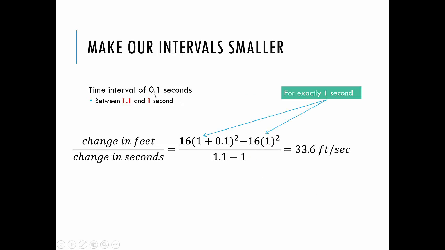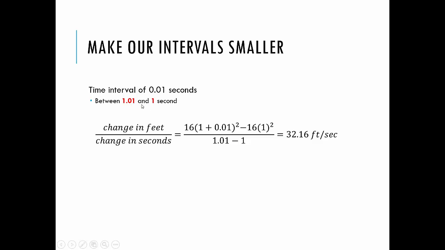Well, what if I want to know between 1.1 and 1? If you notice what I'm doing, I'm trying to get closer and closer to exactly 1 second. Well, is a tenth my distance, meaning my h being a tenth of a second, small enough? I don't know. It might be if I'm trying to hit the garbage truck with my weapon so it can drive away, right? And so I can continue to say, well, let my interval get smaller.